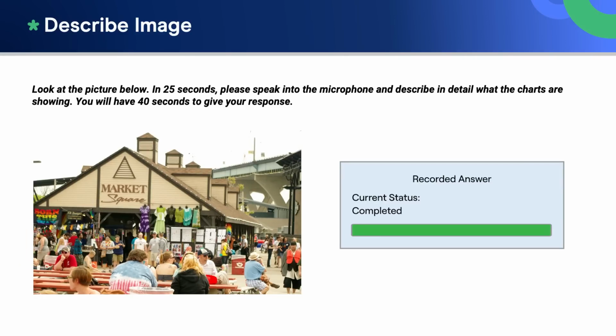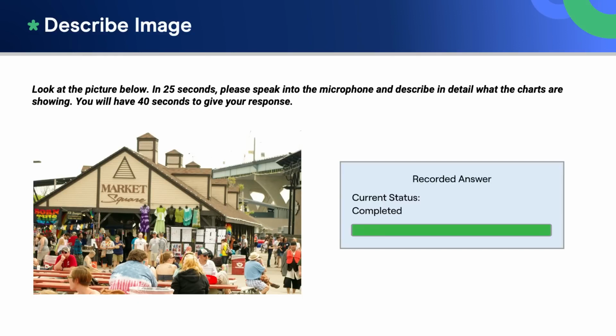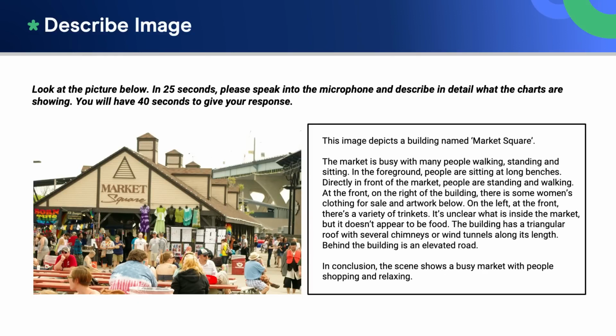And you might want to think about a conclusion. After describing the different elements and relationships in the image, you could finish by saying something to summarize the entire image. Let's listen to an example response to this question. You can read through the transcript as you listen.